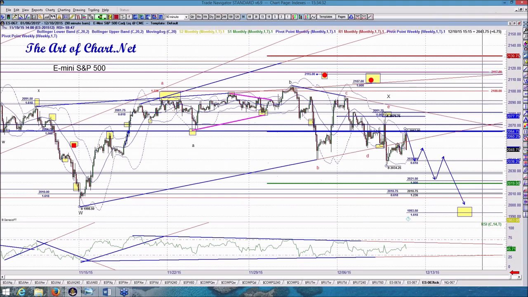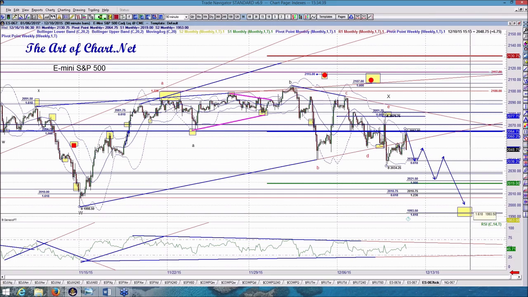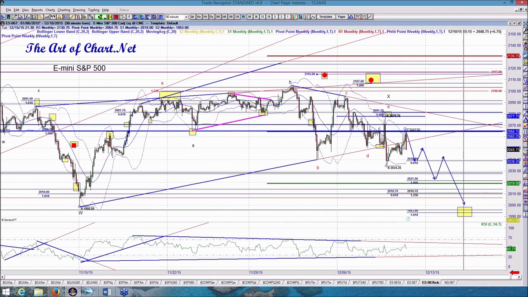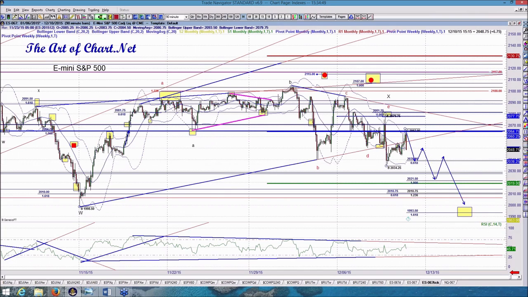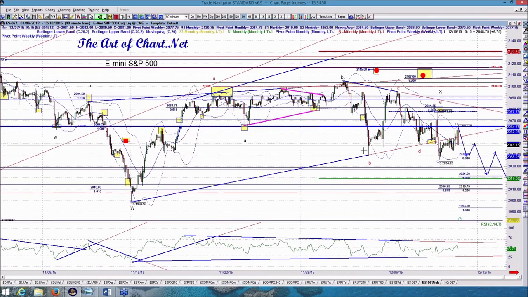But triangles, the number of times you see this where you get the break and then the 3-wave move back and then it goes, it's so common. It is just so common. It's amazingly common. Commodities too. So, you know, this is where if we are doing a triangle breakout, we should be heading down here. Now, how do you measure a triangle? So let's just talk about that.